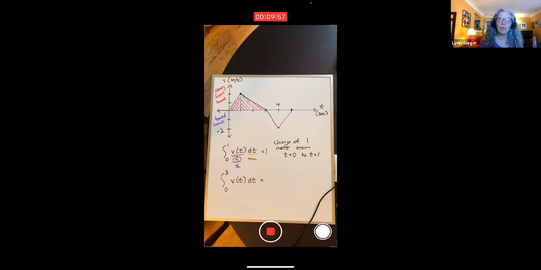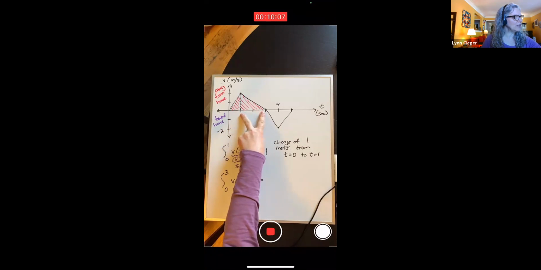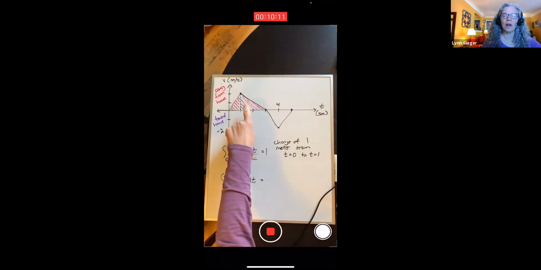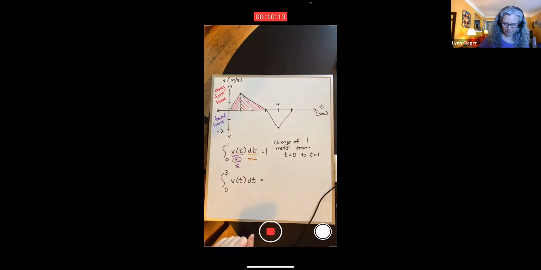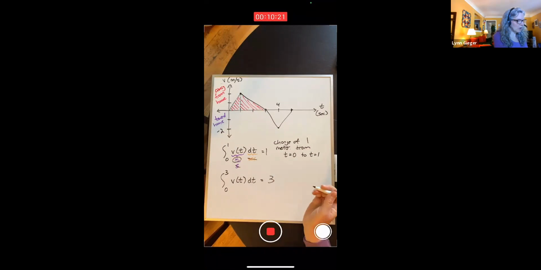All right, I want to evaluate now between 0 and 3. Now we've already evaluated between 0 and 1. That had an area of 1. And now I'm going to evaluate between 2 and 3. What's the area of the extra triangle that we just added on there? 2. Yep, so put those together. We end up with a total distance traveled there of 3 meters.